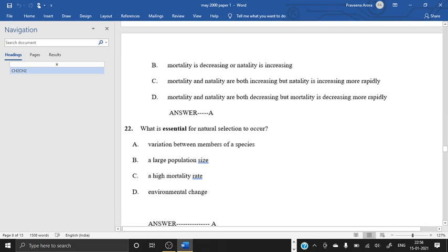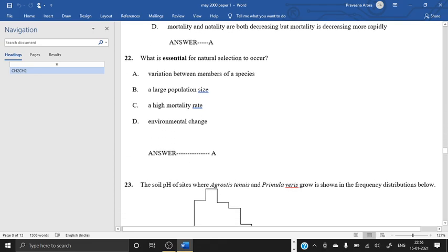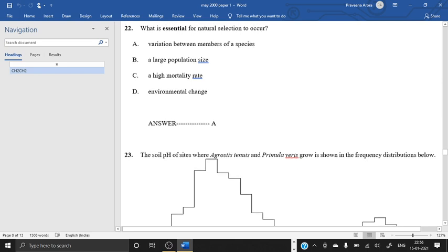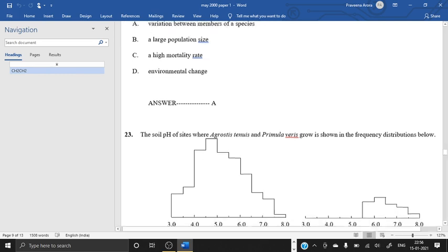Then is the 22nd question. What is essential for natural selection to occur? A. Variation between members of a species. B. A large population size. C. A high mortality rate. D. Environmental change. Answer is A. Variation between members of a species.